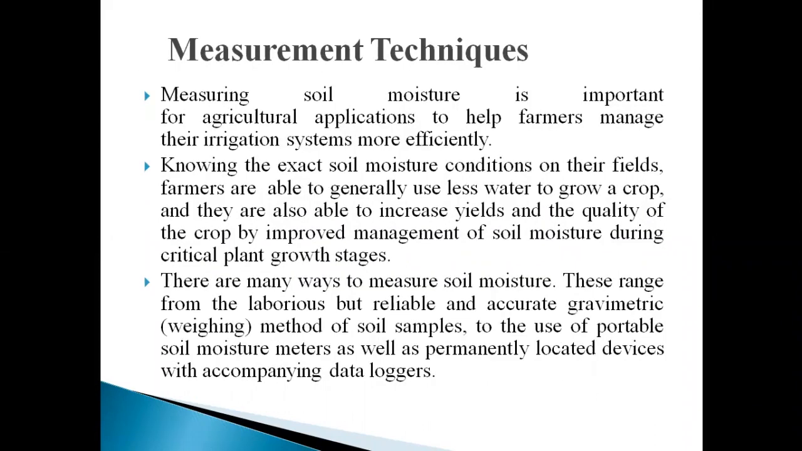Now, what are the different major techniques of soil moisture measurement? Measuring soil moisture is important for agricultural applications to help farmers manage their irrigation systems more efficiently. Knowing the exact soil moisture conditions on their fields, farmers are able to generally use less water to grow a crop, and they are also able to increase yields and the quality of the crop by improved management of soil moisture during critical plant growth stages.